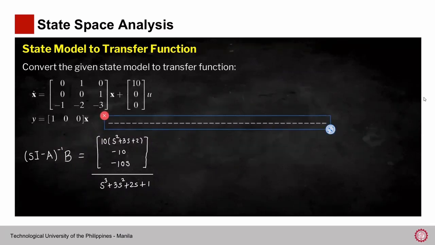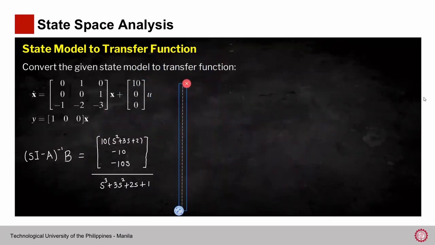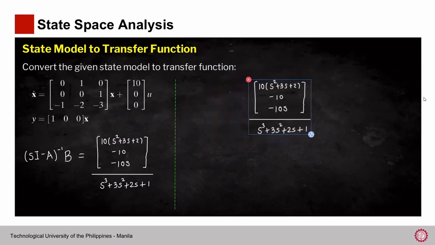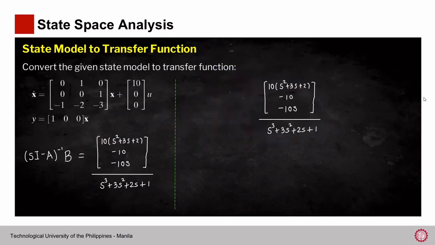So we need to multiply this whole thing by C. Multiply this by C. Okay, that's our matrix C. Matrix D is 0, as you can see here, so we don't need to add it. So when we multiply this by C, it's complete, right? SI minus A inverse times B. So what is matrix C, guys? Where do we multiply this?